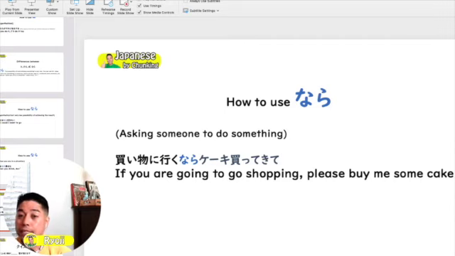Okay, another use of nara. Asking someone to do something. 買い物に行くならケーキ買ってきて。If you are going to go shopping, please buy me some cake.